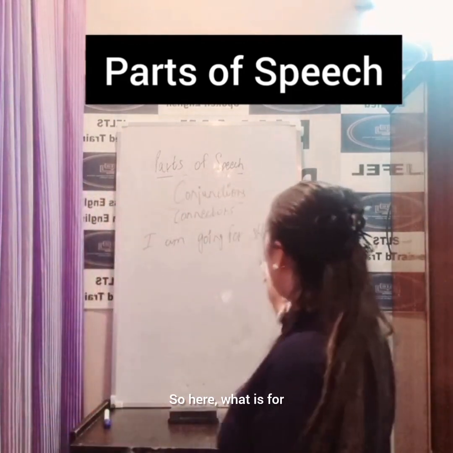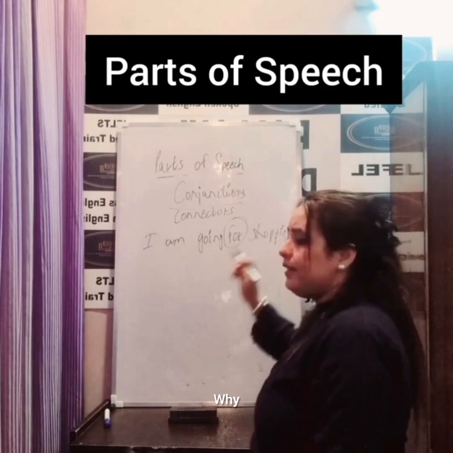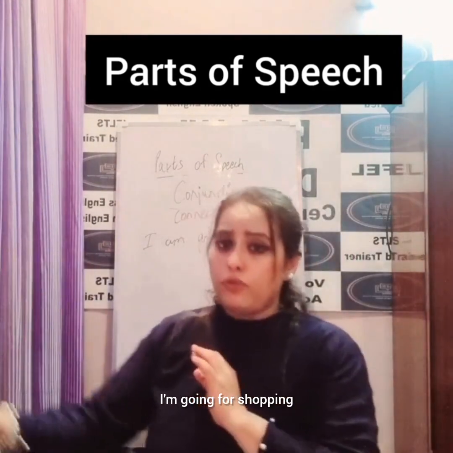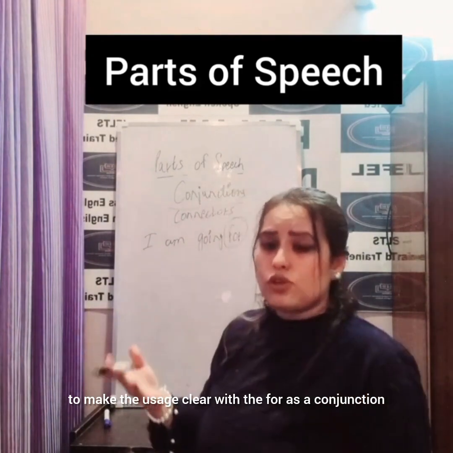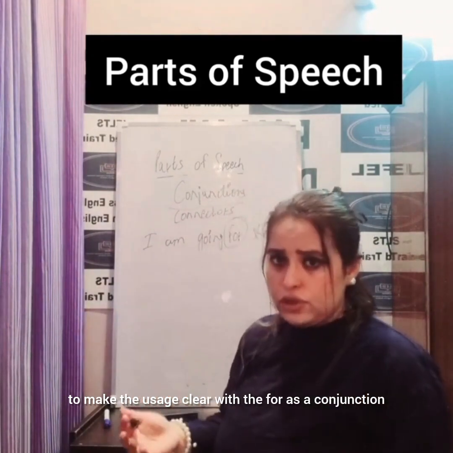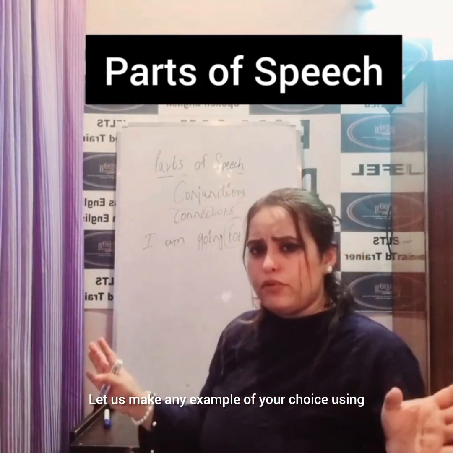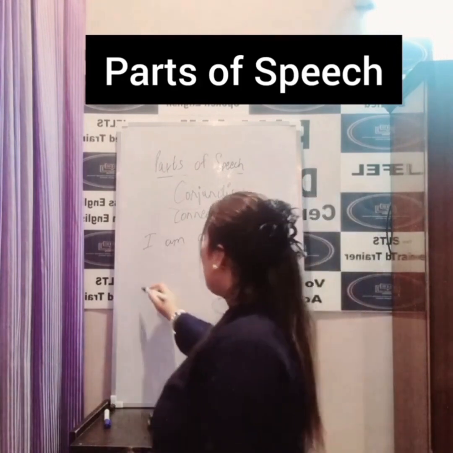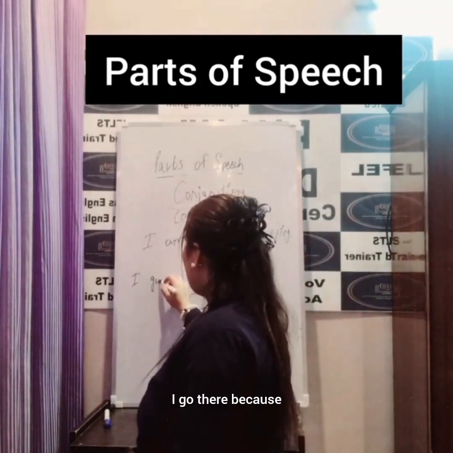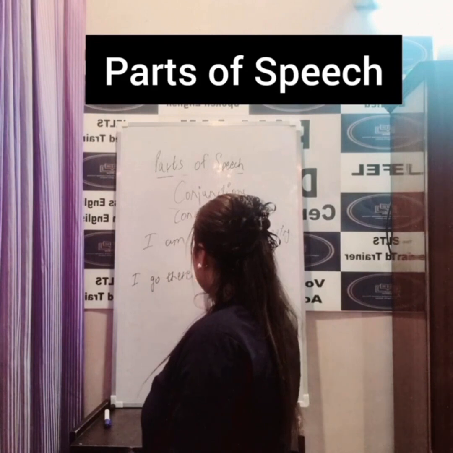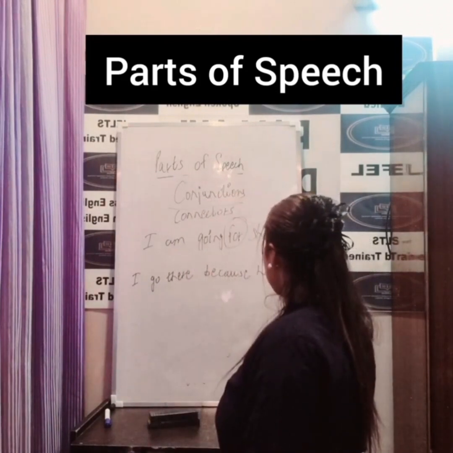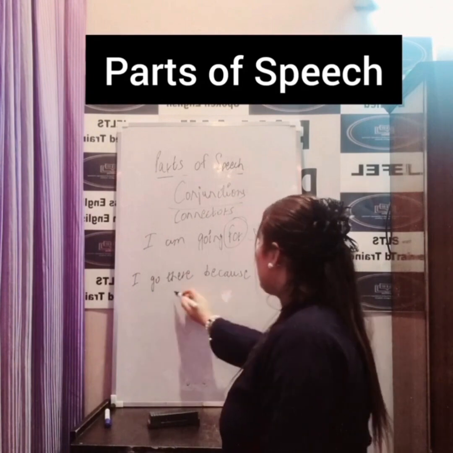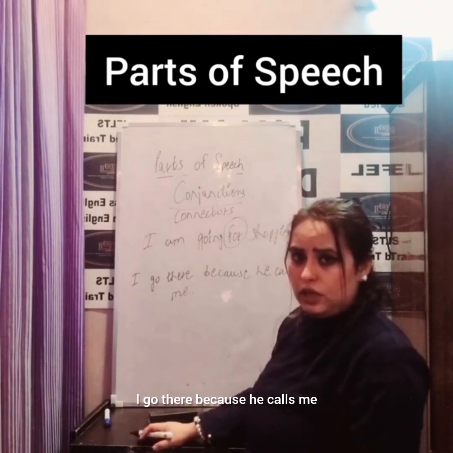I have written the sentence, I'm going for shopping. So here what is for? For is a preposition. Why? It is telling where I'm going for shopping. Another example I'm going to give you here to make the usage clear with for as a conjunction. Let us make any example of your choice using the word because. I go there because he calls me.